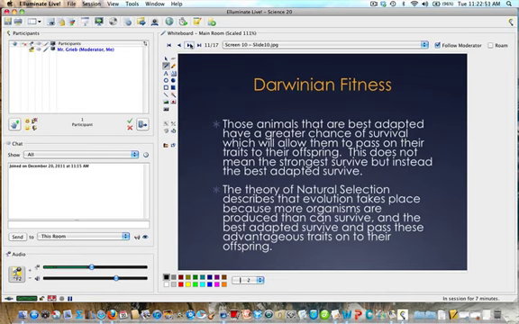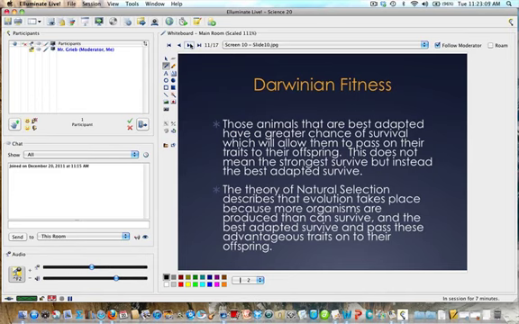So it's not always directional. I guess that's one thing you want to realize. The theory of natural selection describes that evolution takes place because more organisms are produced than can survive, and that the best adapted survive and pass on advantageous traits.